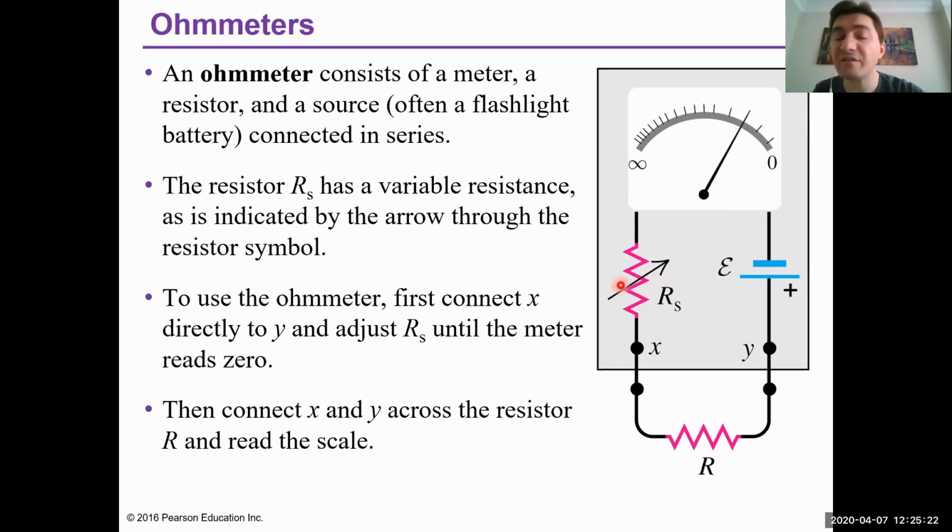So you adjusted the resistor, and you connect another resistor here in series, then it shows a certain amount which gives us the resistance of the resistor. This is the working principle of ohm meters.